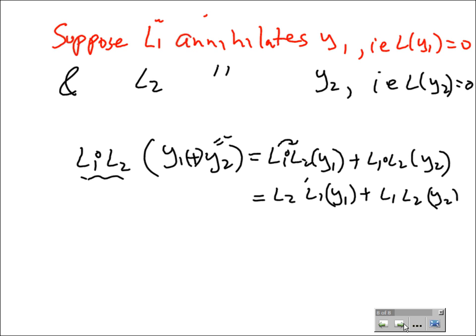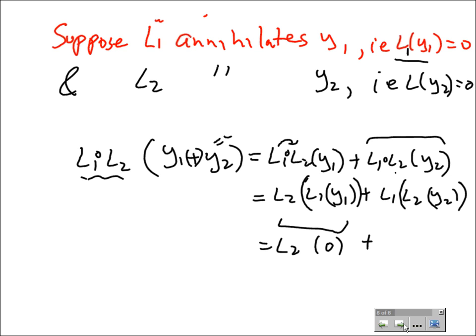Remember, I think I said times, but that really means composition. So this here means L2 of that. That is L2 of 0, because L1, let me put the 1 there, L1 of 0 is 0. Likewise, I didn't switch anything in the second term. Why? Because L2 was operating on Y2 first, and that's 0. So I have L1 of 0. And any time you do a linear differential operator on 0, you're going to get 0.